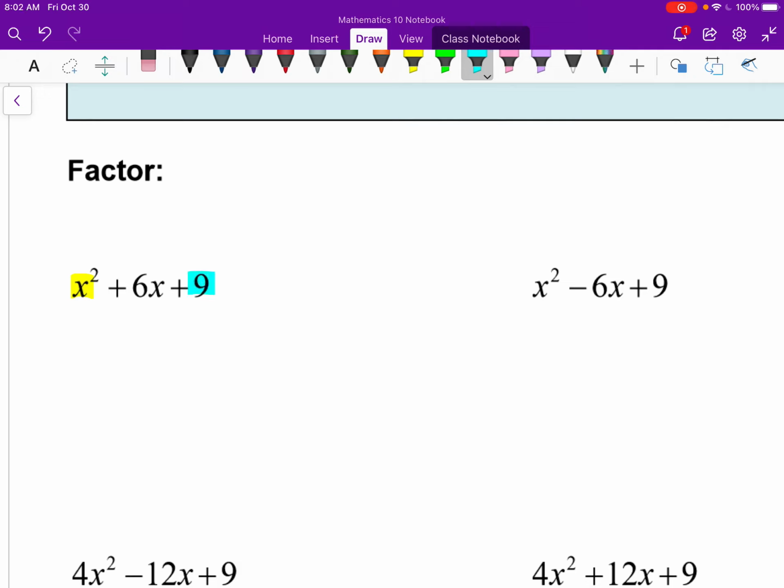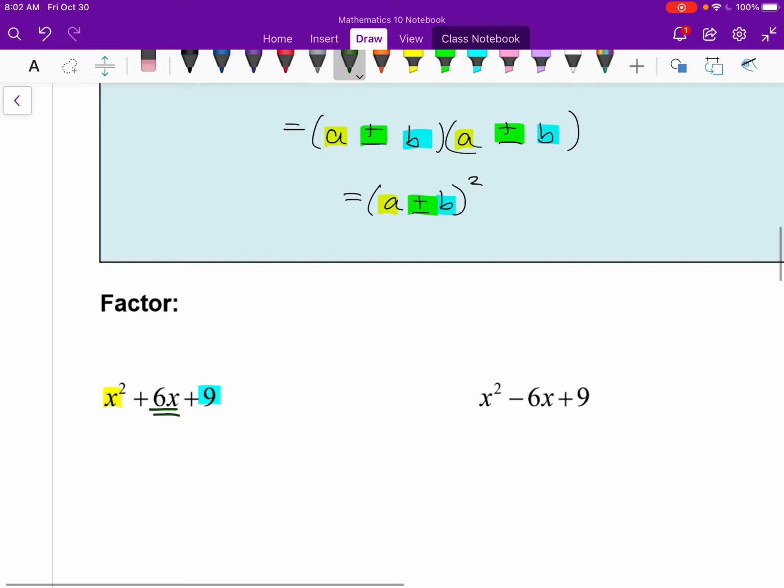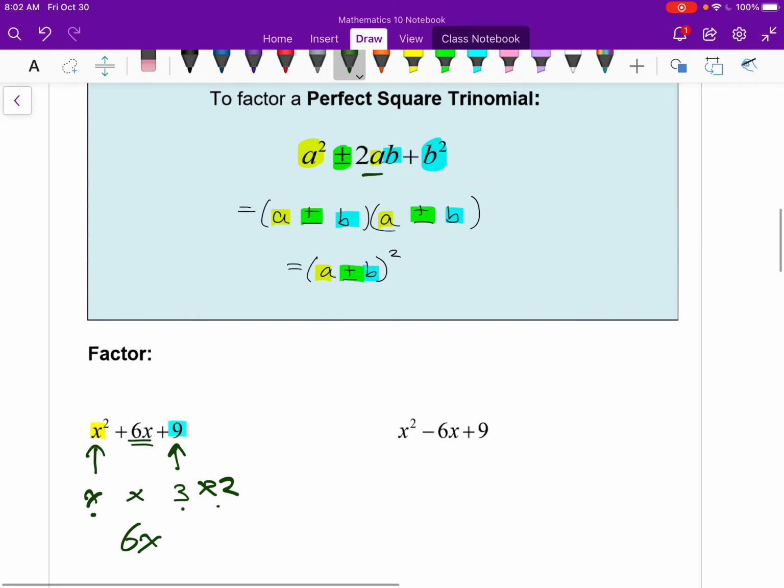That's the easiest part. The hardest part is realizing, how do I know that this is part of a perfect square? Because 6 is not a perfect square. But again, the middle term should always be the same as the square root of that, which is x, times the square root of that, which is 3, times 2. And x times 3 times 2 is 6x. And that's what it says right here. This middle term is always 2 times the square root of the first term times the square root of the last.